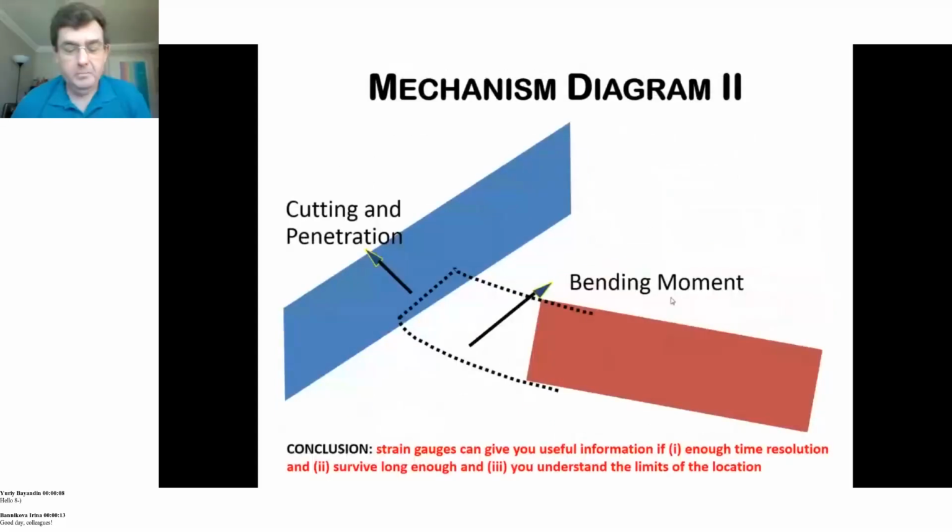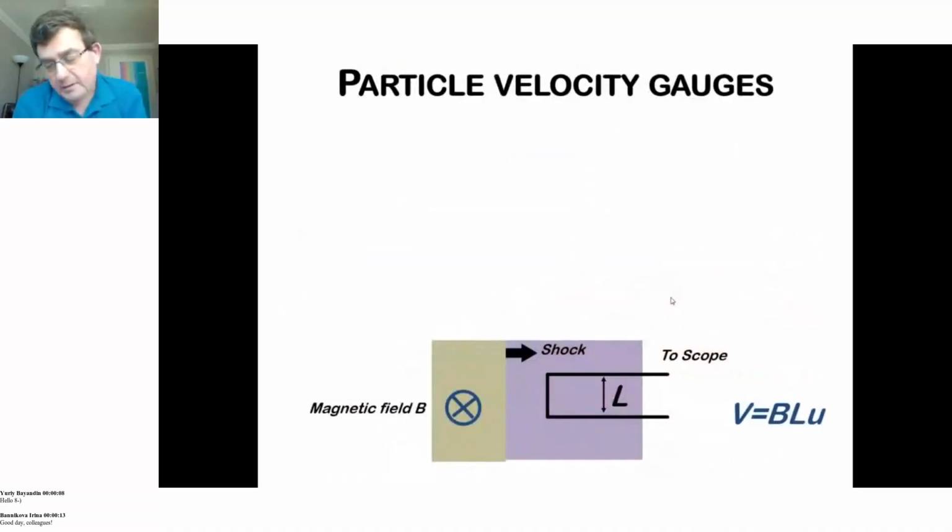Okay. So strain gauge is not so commonly used in shock experiments. That's why I've only got one example of it here. The final kind of gauge I'll talk about before briefly mentioning velocimetry is a particle velocity gauge.